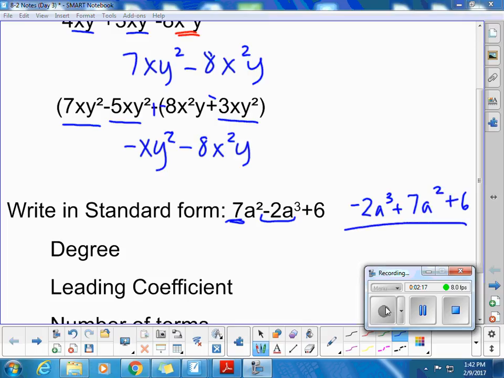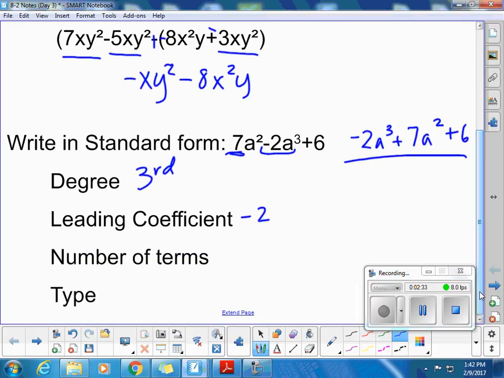The degree, remember we get the degree from the monomial, and it's a third degree because it's raised a to the third power. My leading coefficient would be a negative 2. And number of terms I have are 3. So what's the type, what is it called? It's a cubic, remember, because it's to the third power. And it has 3 parts, so it's a trinomial.